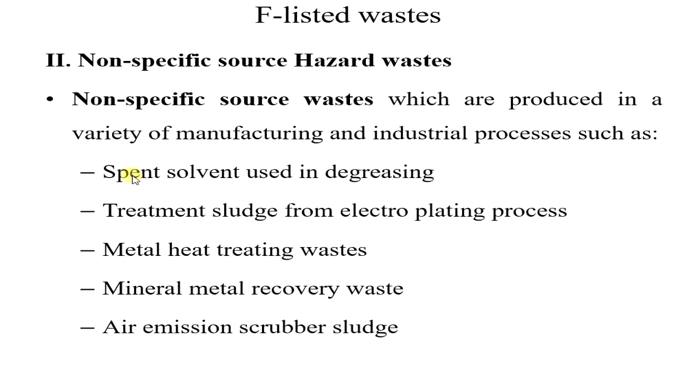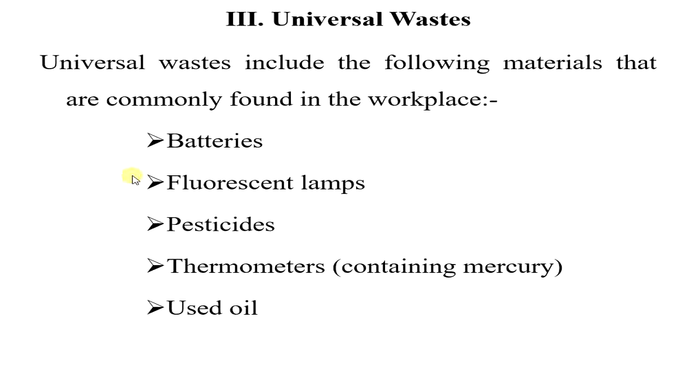Non-specific source hazardous wastes are produced in a variety of manufacturing and industrial processes, such as spent solvents in degreasing, treatment sludge from electroplating processes, metal heat treating wastes, mineral metal recovery wastes, air emission scrubber sludges. Another example of hazardous waste is universal waste. This includes items commonly found in the workplace like batteries, fluorescent lamps, pesticides, herbicides, fungicides, thermometers containing mercury, used oil.